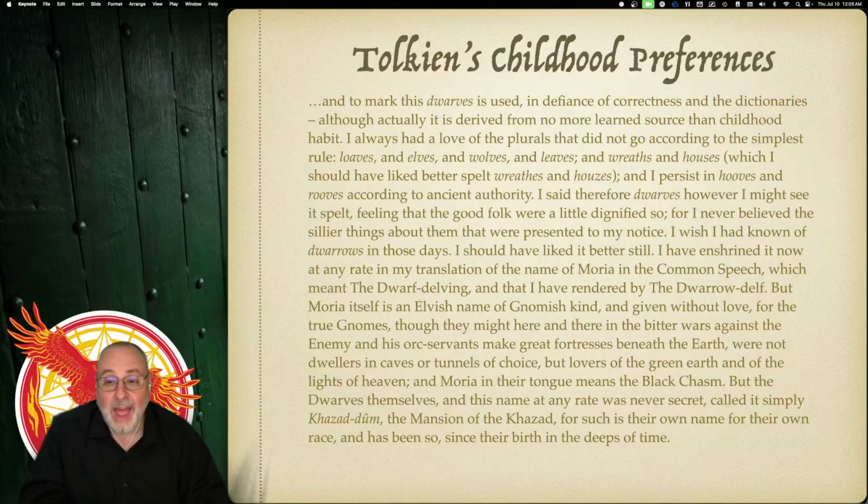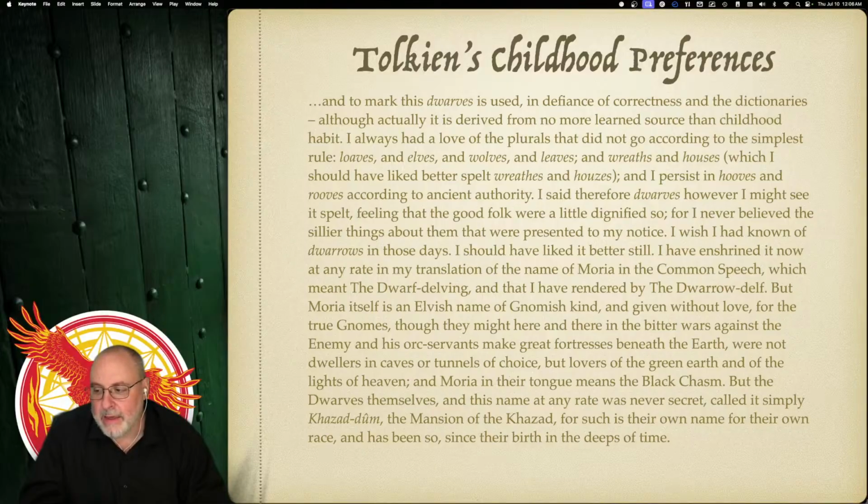Anyway, and then he adds, and I persist in hooves and roofs according to ancient authority. I have said, therefore, dwarves, however I might see it spelt, feeling that the good folk were a little dignified so. For I never believed the sillier things about them that were presented to my notice. Like in cinemas, for instance. I wish I had known of dwarrows in those days. I should have liked it better still. Delightful.